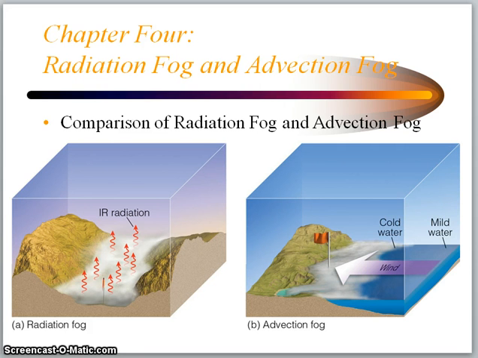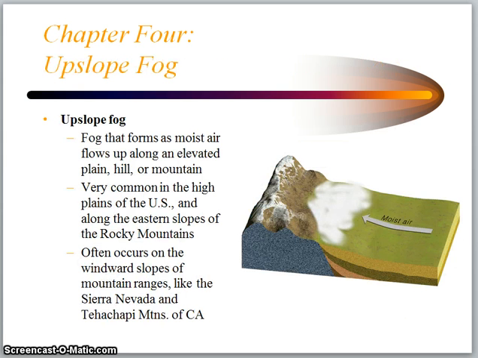This graphic shows you a little comparison of how radiation fog forms compared to how advection fog forms. And they are two different methods, but in each case, these two kinds of fog are formed by the cooling of air to the dew point, allowing the fog to form.